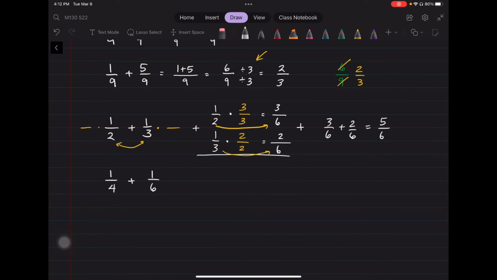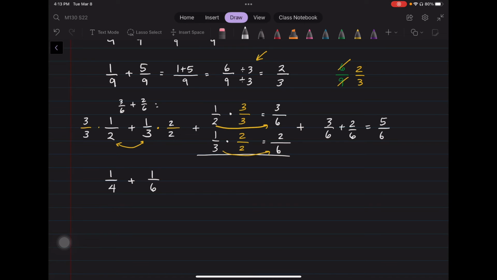I could have multiplied this by 3 over 3 and 2 over 2, but then it gets a little messy when you're adding. That's why I like to do it off to the side and kind of line it up so that I have a place to multiply by whatever I need to get to my common denominator.